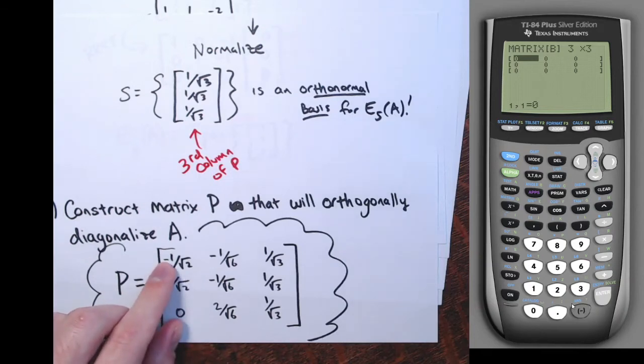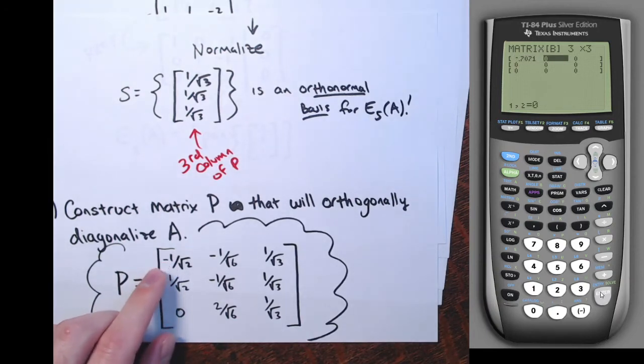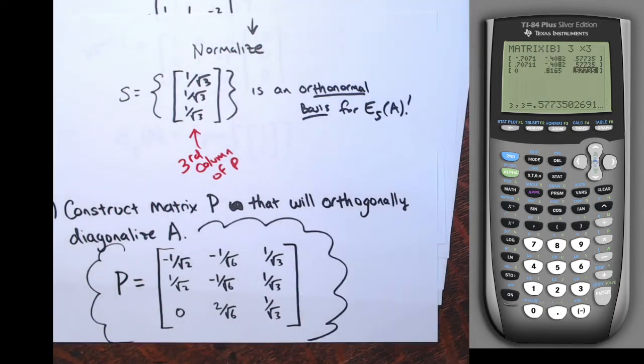Negative 1 divided by the square root of 2. And then I'll come back when it's all done. Okay, so I've entered all those entries. Now I'll show you that this is an orthogonal matrix. After all this construction, let's see that this is an orthogonal matrix.